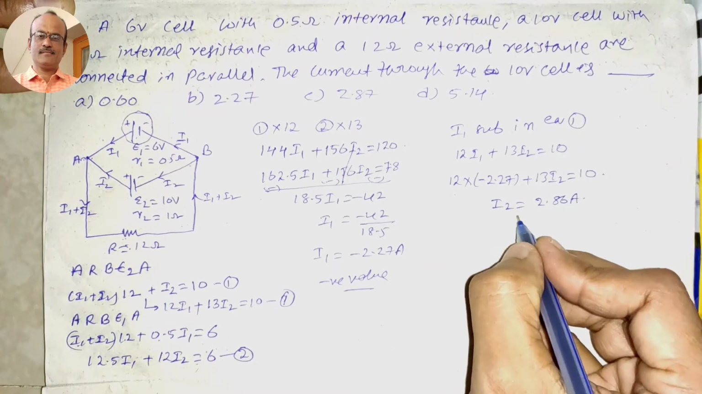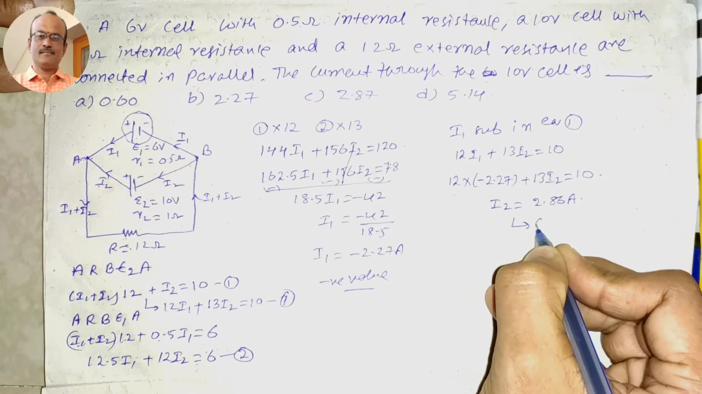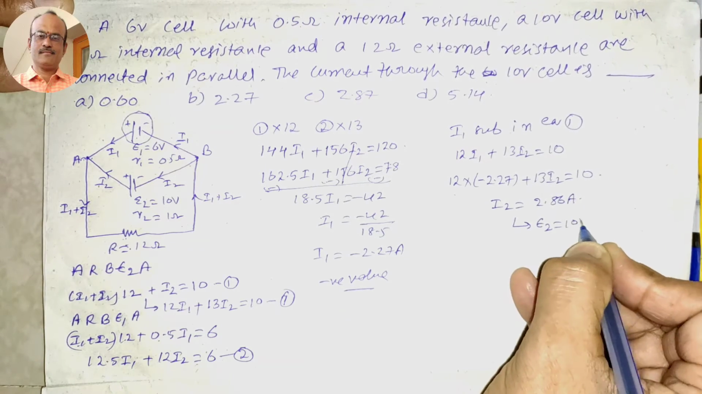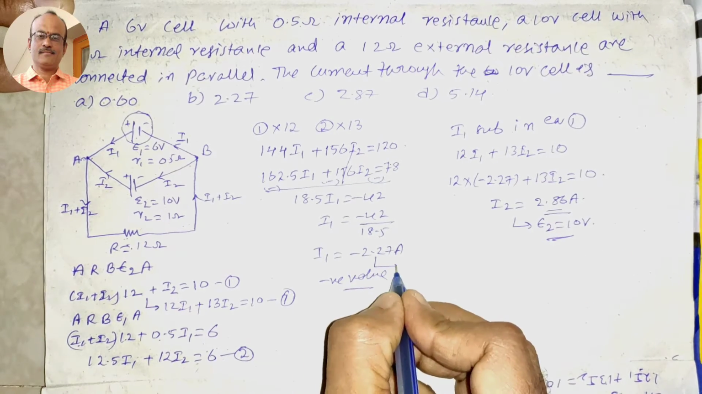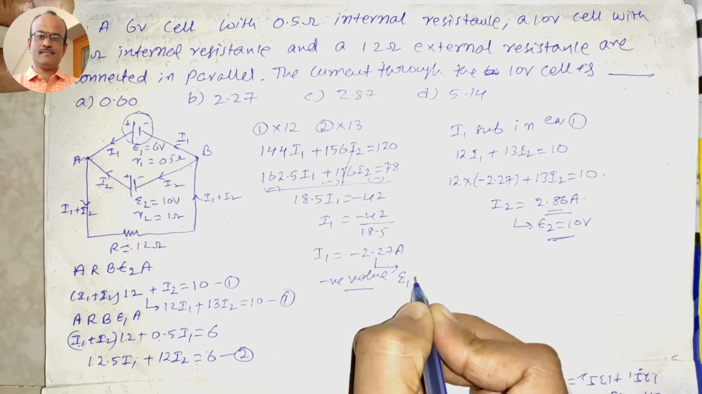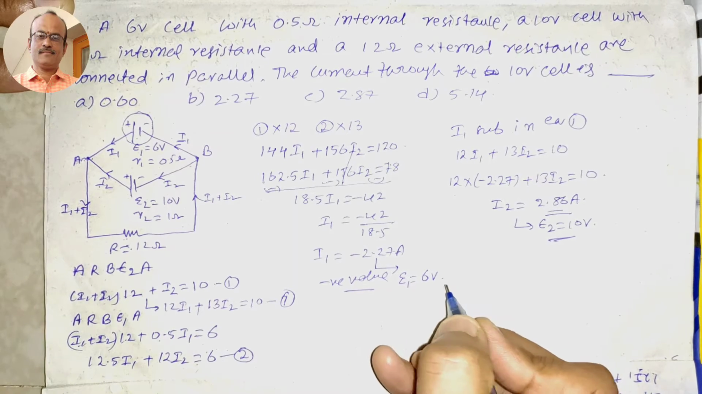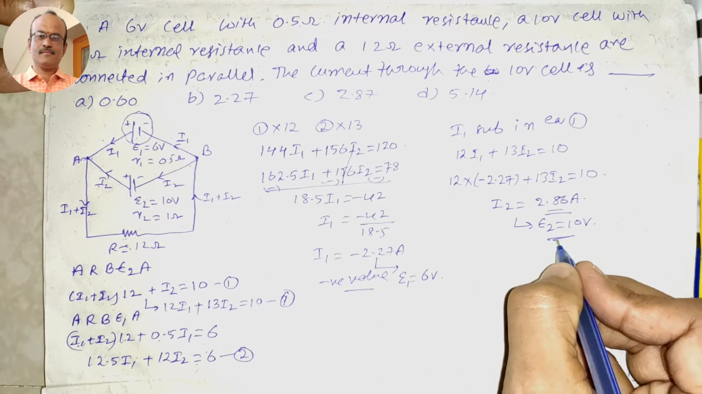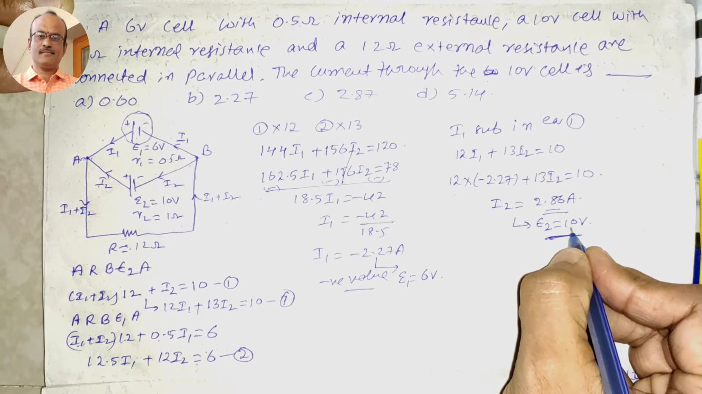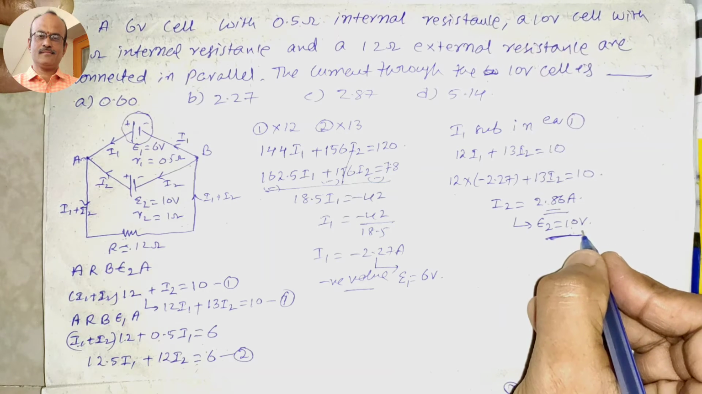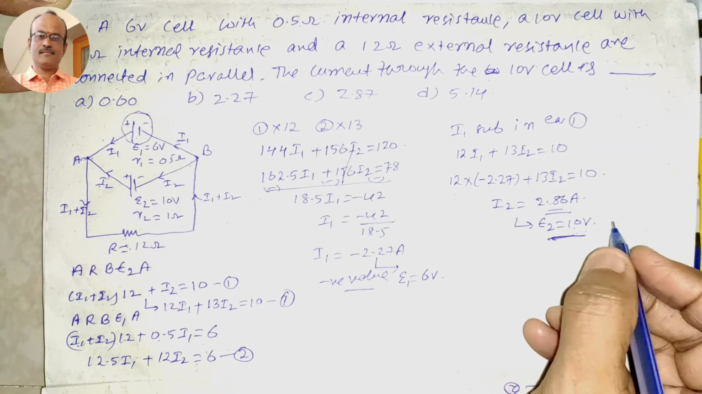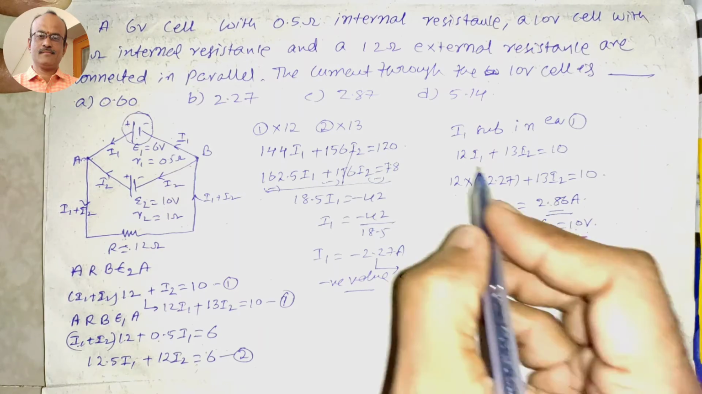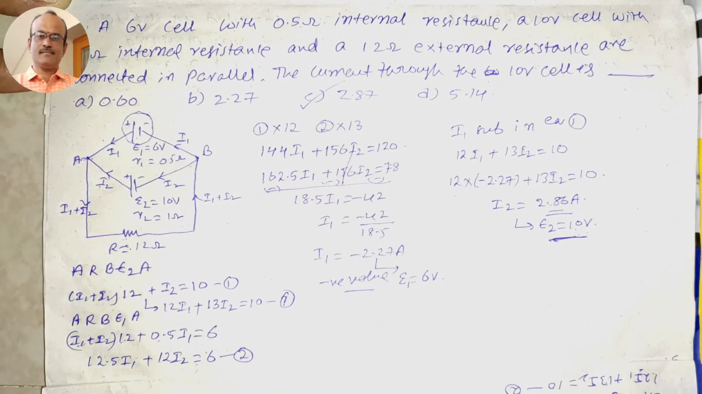So the current which flows through the E2 equal to 10 volts is 2.86, but this is the current which flows through E1 equal to 6 volts. So which answer will you get here? E2 equal to 10 volts. So that means current passes through the 10 volts battery is how much here? 2.86 amperes. So that is nearly what is that here? The answer is C, correct.